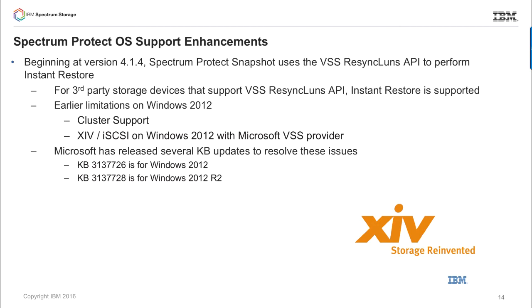API for non-IBM devices. Now, there were some limitations in that support as it was introduced at version 4.1.4. First of all, it didn't support clusters, and second of all, there were some issues with running the XIV iSCSI on Windows 2012 with the Microsoft VSS provider. Since this has been released, Microsoft has released several updates, KB 3137726 and 28, that have addressed those issues and allow us to provide support for clustered systems and also the XIV iSCSI provider. So if you're in one of those environments and need that particular support, that is now available at 4.1.6.